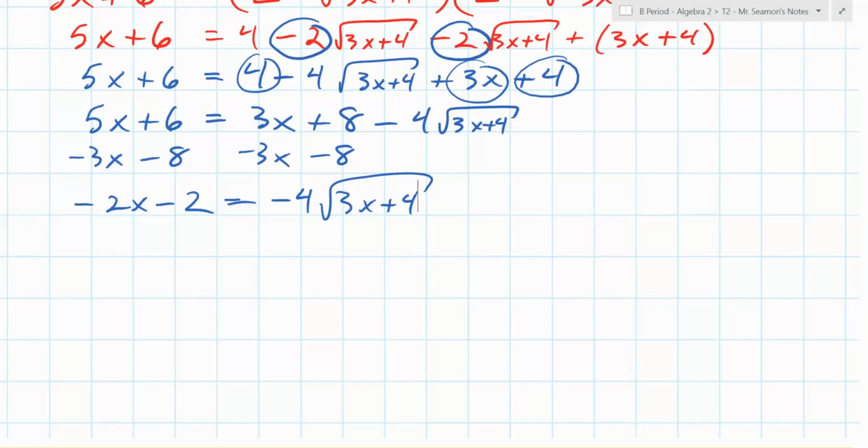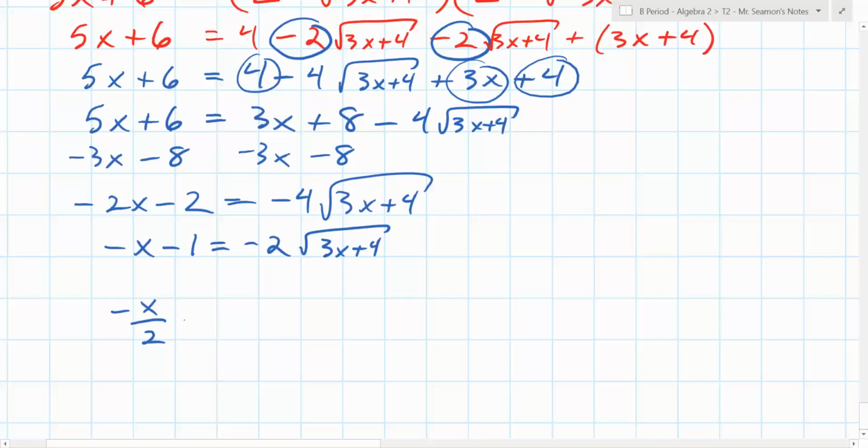2. Nope. 4. Oh, I like dividing by 2. You could divide by 2 if you wanted to. If you divided by 2, what do you get? -x minus 1 is equal to -2 times the square root. Sure, you could do that. Is our radical isolated? No. What do I divide by? -2. So what do I end up with? -x over -2, minus 1 over -2 equals.